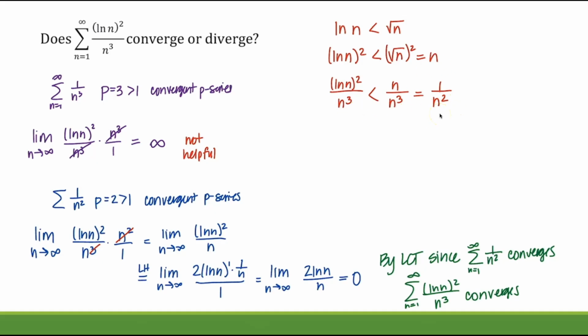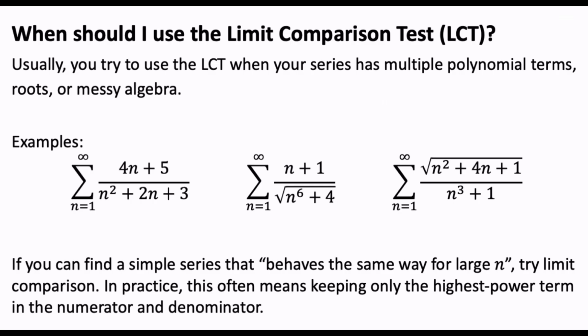known convergent series. Now let's talk about the common question of when should I use the limit comparison test, especially because there is a direct comparison test. Well, usually you try to use the limit comparison test when your series has multiple polynomial terms, roots, or messy algebra. So for example, the sum of n equals 1 to infinity of 4n plus 5 all over n squared plus 2n plus 3. So lots of polynomial terms. We would try to use the limit comparison test.